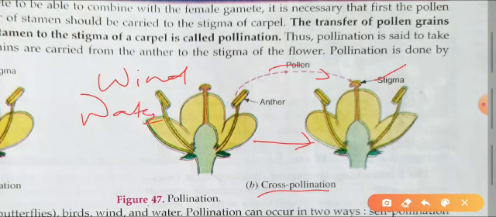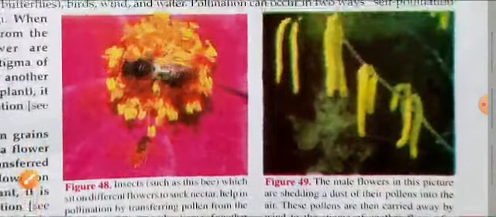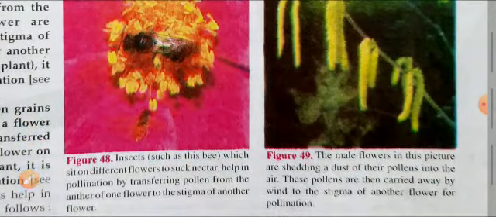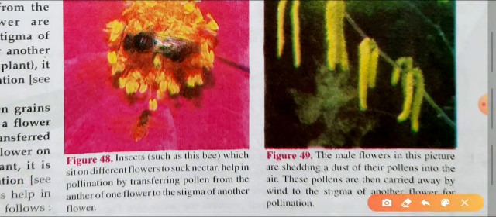This can be understood by these two figures. The first figure is of pollination carried out by an insect. In the figure, bees are on a flower, by which the transfer of pollen grains takes place on the stigma of the same flower, whereas in the second figure the air helps in the pollination process. Pollen grains are carried by the winds. So these are the two figures related to the pollination process.